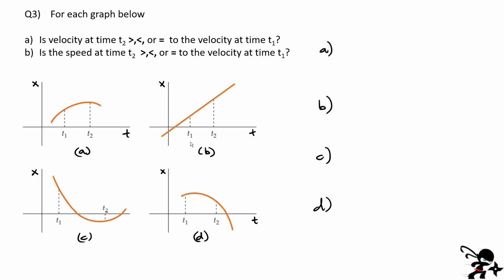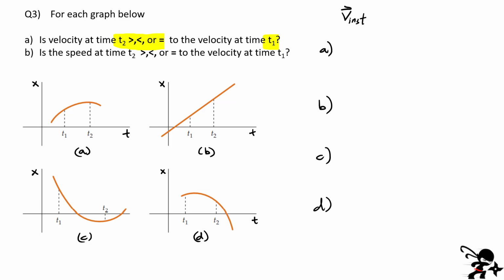All right, for each of these graphs here, we want to know if the velocity at time t2 is bigger than, less than, or equal to the velocity at time t1. Question B says, well, what about the speed? How do we compare the speeds at time t1 versus t2? Remember now, these graphs are changing in time here. They have some curved shapes. So when we're looking at velocities, we're really looking at the instantaneous velocities at all of those times.